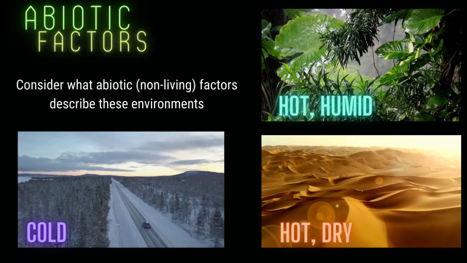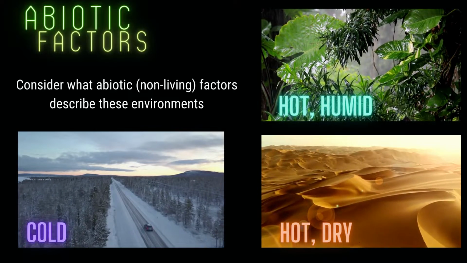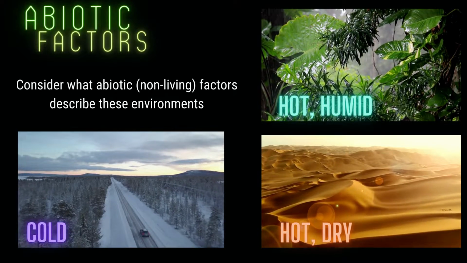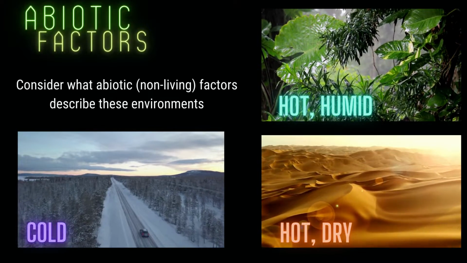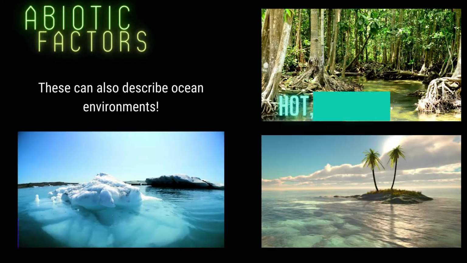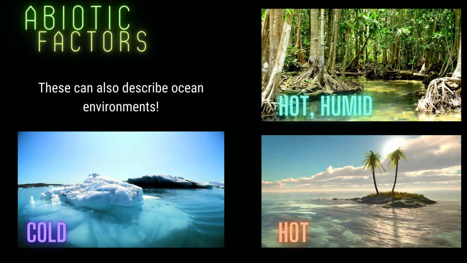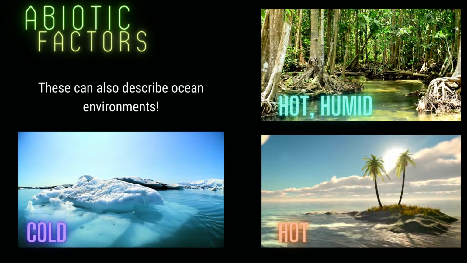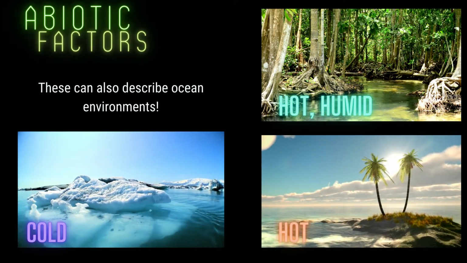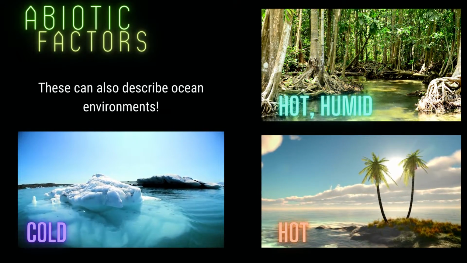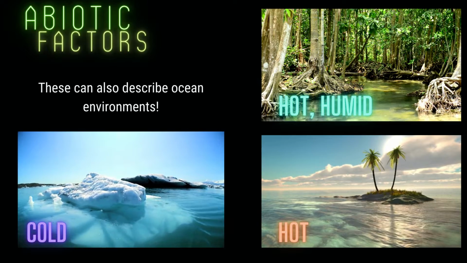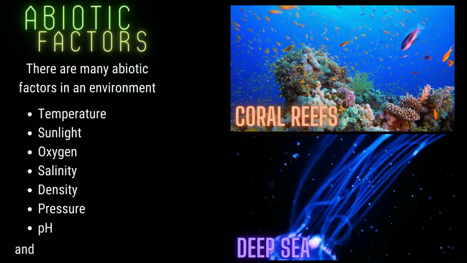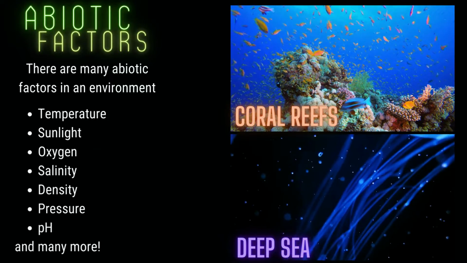Plants photosynthesize and release oxygen. So the amount of oxygen is considered an abiotic factor. Even the floor of these environments are different. These abiotic factors can also describe the ocean environments shown here. You have cold versus hot and humid, but there are many more abiotic factors in an environment.